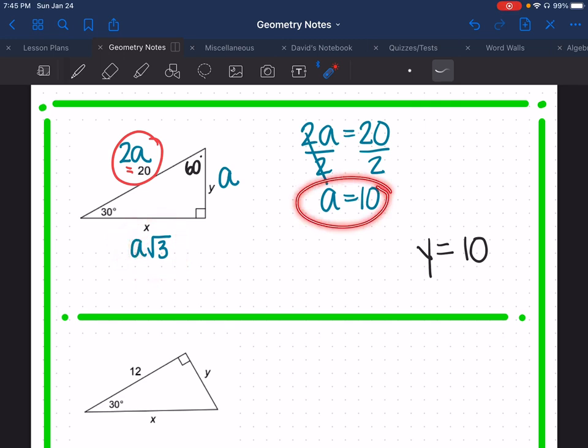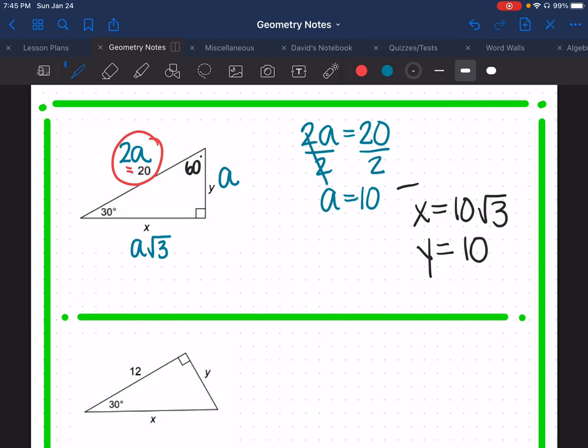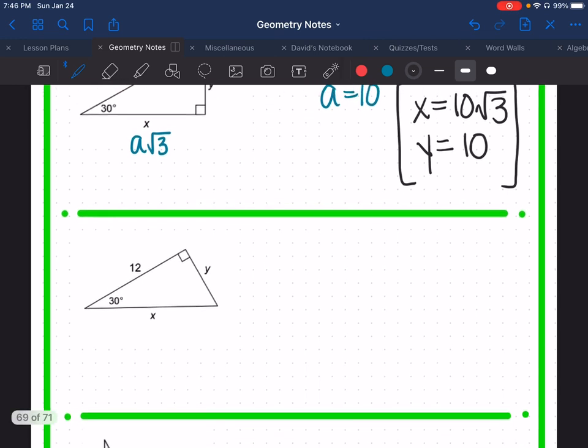That's what this means. So all I'm going to do is say x equals 10 times the square root of 3. I'm not actually going to multiply it unless my ALEKS assignment asks me to round. But most of the time, they want you to leave it as the square root of 3. All right, let's take a look at this next one.